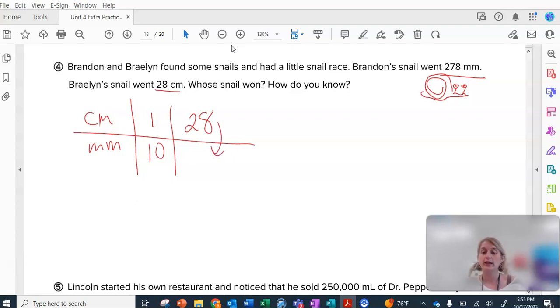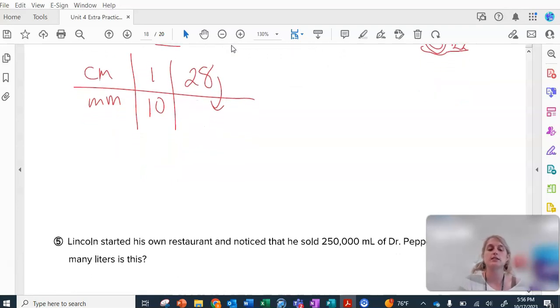Find your relationship and tell me in a complete sentence which boy's snail won. We're defining winning by went the farthest. So which number is the biggest distance? And then tell me how you know. Compare the two numbers. Which one's bigger? Tell me that in the sentence.